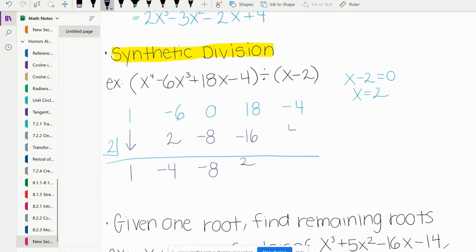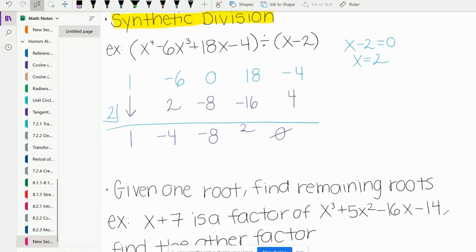2 times 2 is 4. And you add. Negative 4 plus 4 is 0. So what that means is this has a remainder of 0. Your last number that you get is your remainder. So because it goes in evenly, that means that x minus 2 is a factor of that polynomial.